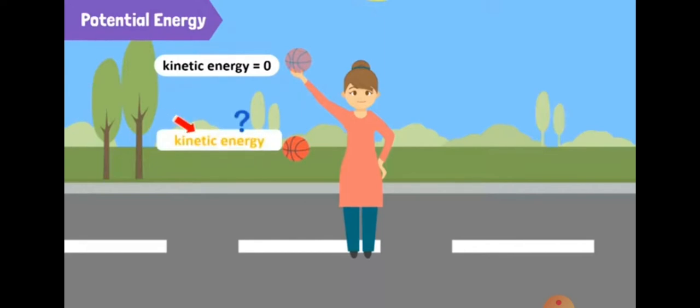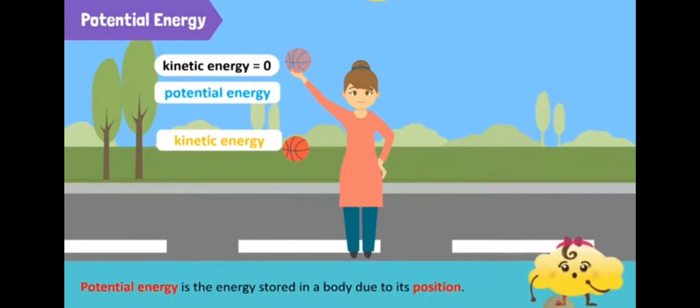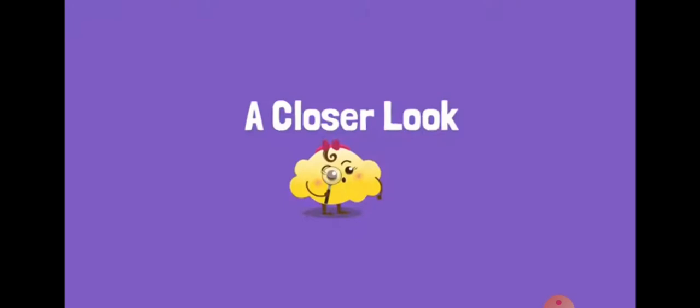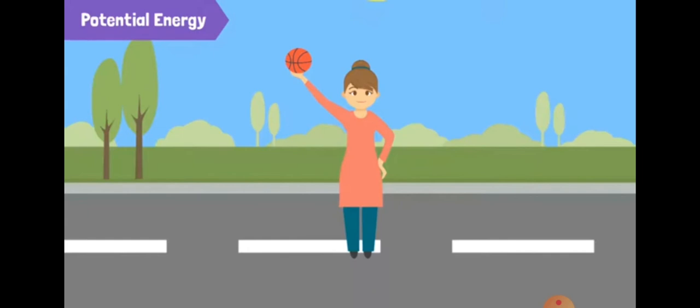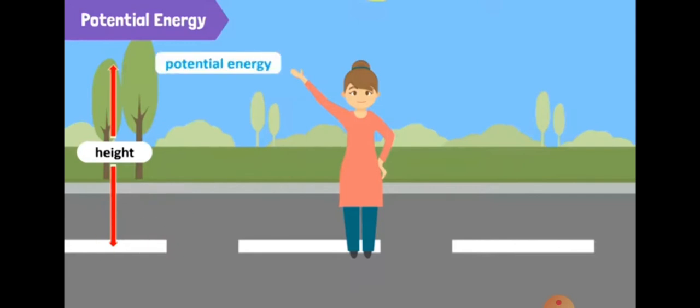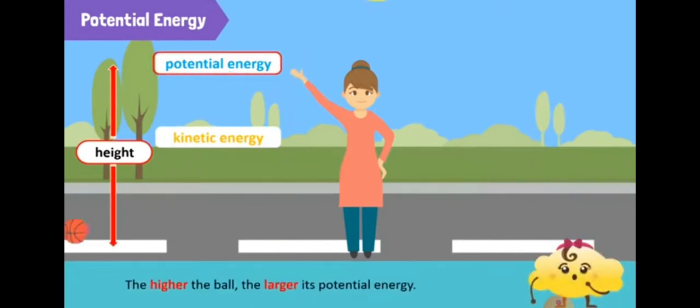When it falls down, then obviously it attains some kinetic energy. But at the height, it only has potential energy. So potential energy is the stored energy due to the position of an object. Now let's take a closer look. Now the object is at height h from the ground. Before it falls it has potential energy, and when it falls down, that potential energy will change into kinetic energy.